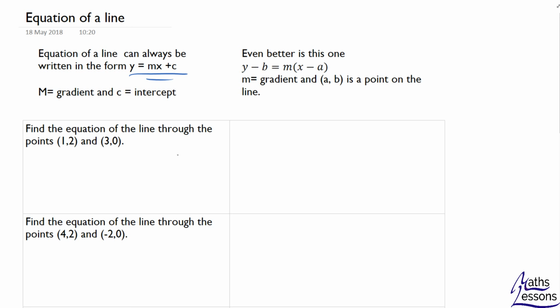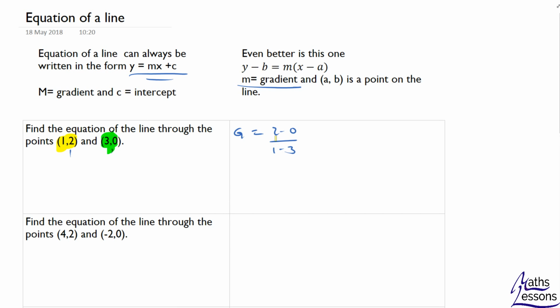The first thing we need to find is the gradient. And the gradient here is going to be equal to the change in y, which is 2 minus 0, over the change in x, 1 minus 3. Be careful here. Notice I started with these starting points and I've got these finishing points.